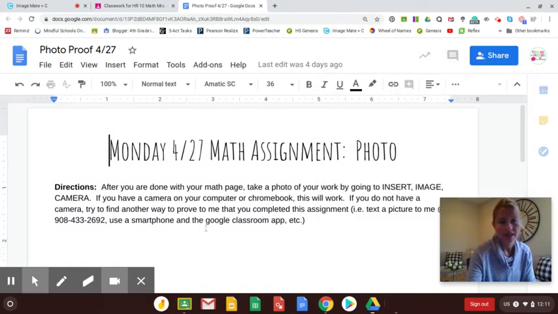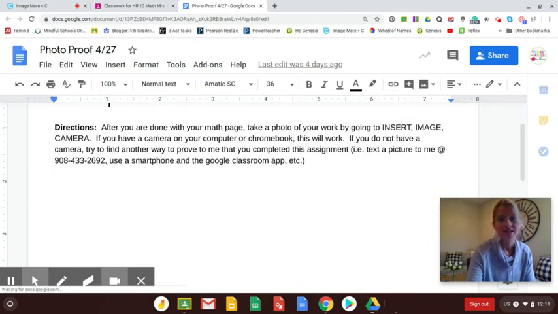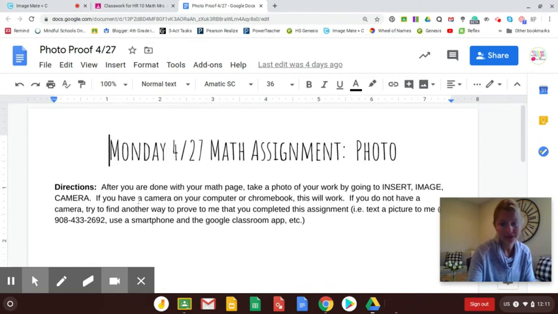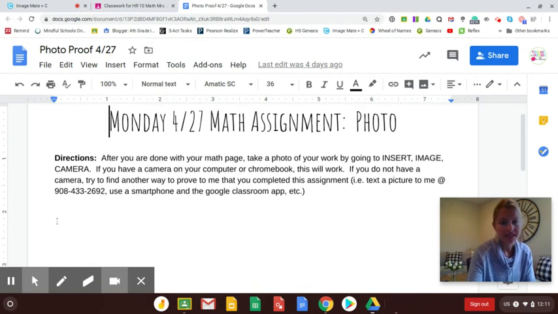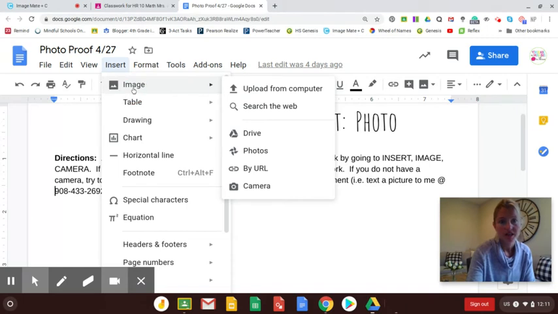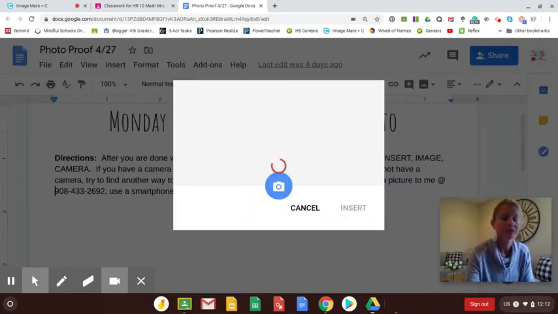Okay, so here are the directions. It says after you are done with your math page, take a photo of your work by going to Insert, Image, Camera. Okay, so here I am right now, right? And let's say I did my work. I would go to Insert, do you see here? And then I'd go to Image, and then I'd go all the way down to Camera. Okay, and let's see if this works while I'm recording.